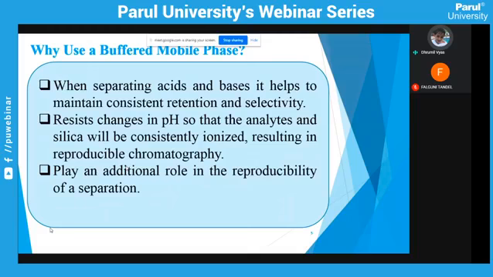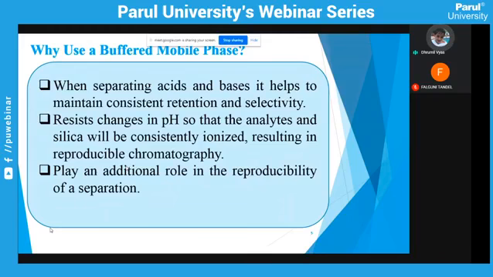Silica, right now I am talking about silica, that means whatever HPLC column we are going to use, the silica is the inert material of that particular column. Buffer also reduces tailing of compounds by effectively masking silanols.